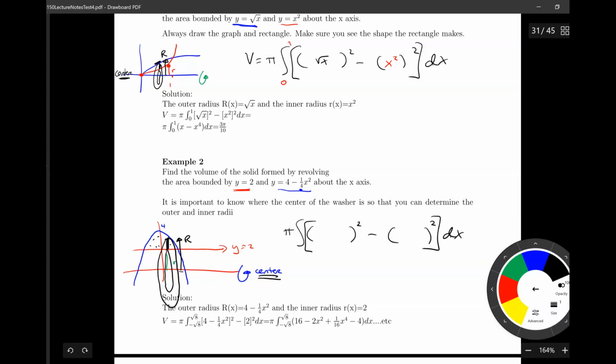The outside radius is from the center out to the blue parabola, so that's 4 minus 1/4 x squared. The inside radius is from the center up to the red line, this green distance here, so that's just 2. Then if I set them equal to each other, 2 equals 4 minus 1/4 x squared. That gives me 1/4 x squared equals 2, so x squared equals 8, so x equals plus or minus root 8. So negative root 8 to positive root 8 are the two x values where I start building rectangles and where I end building rectangles.